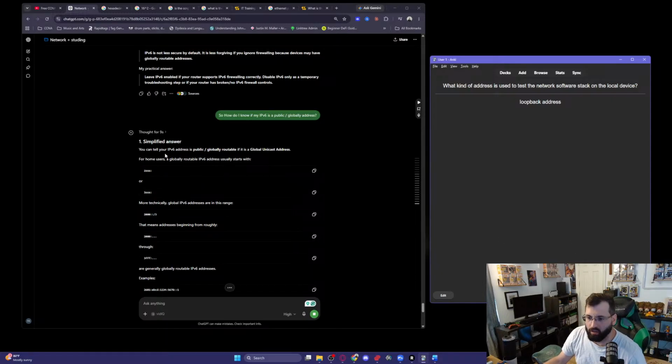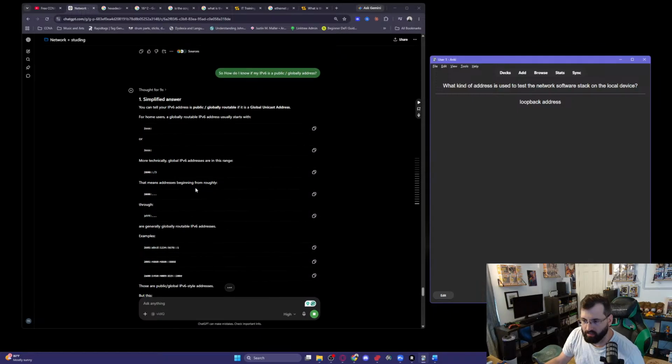You can tell your IPv6 address is public or global routing if it's a global unicast address. From your home user, a globally routable IPv6 address starts with a 2xxx or a 3xxx. More technically, global IPv6 addresses are in the range of this, which means addresses beginning from roughly this through this are generally global. Oh. Well. I kind of want to look at mine now.